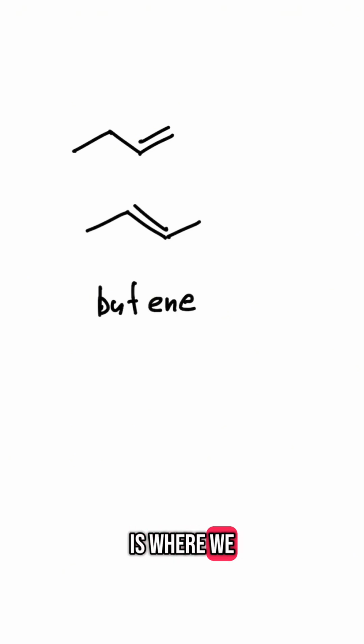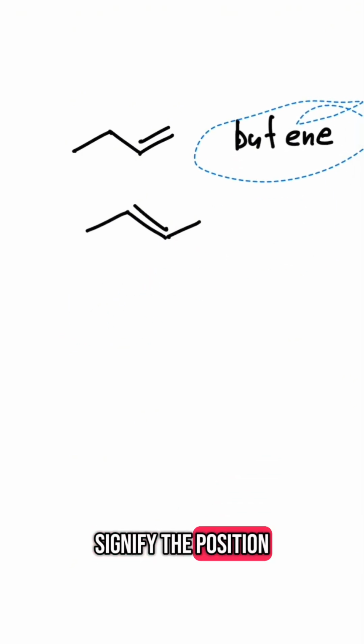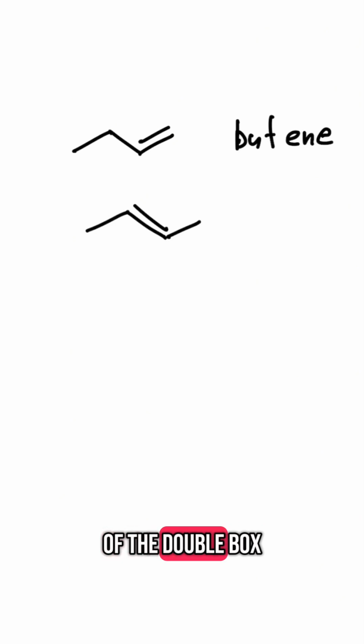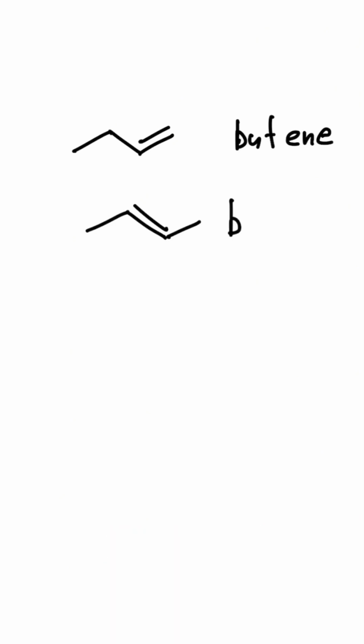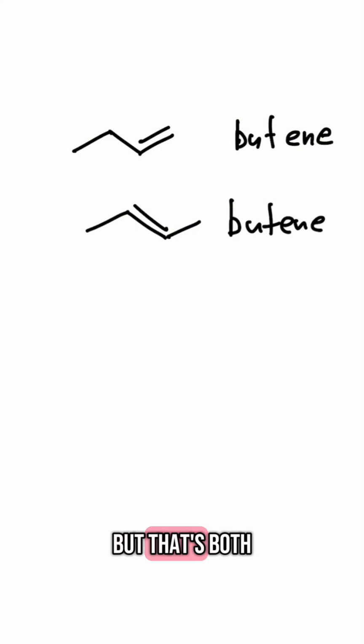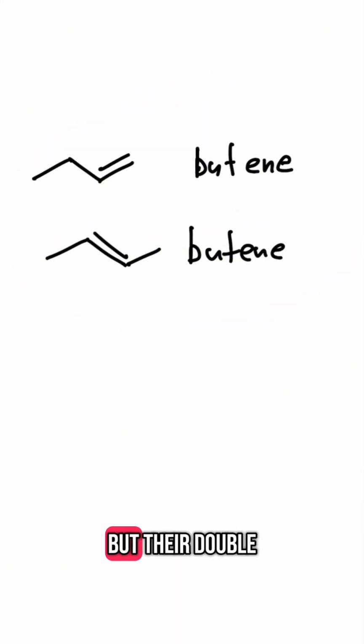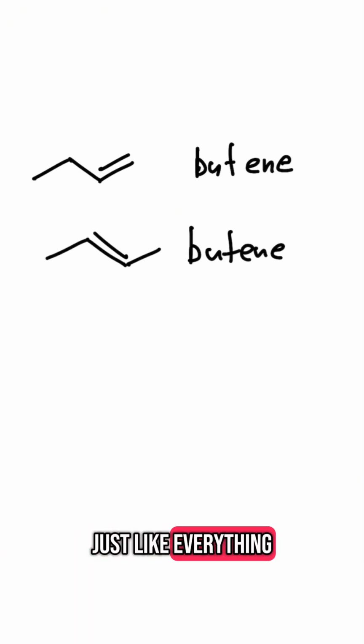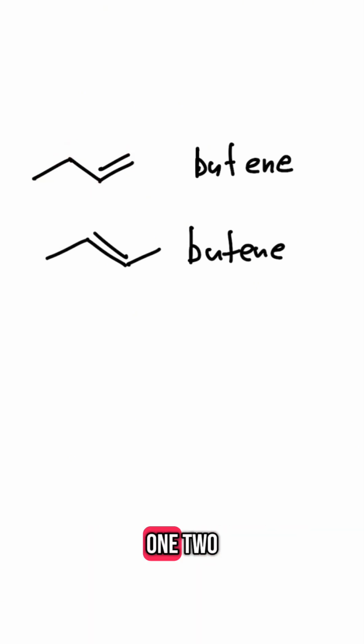So now, this is where we differentiate things. We need to signify the position of the double bond, because right now butene can mean either of these things. So we're going to put butene here, but that's both of them. But their double bond is what's different. So for this first one here, where is it? Remember, just like everything, we give everything the lowest number possible. So we count this like 1, 2, 3, 4. We wouldn't count 4, 3, 2, 1. So this is 1-butene, signifying that the double bond starts at the 1 position.